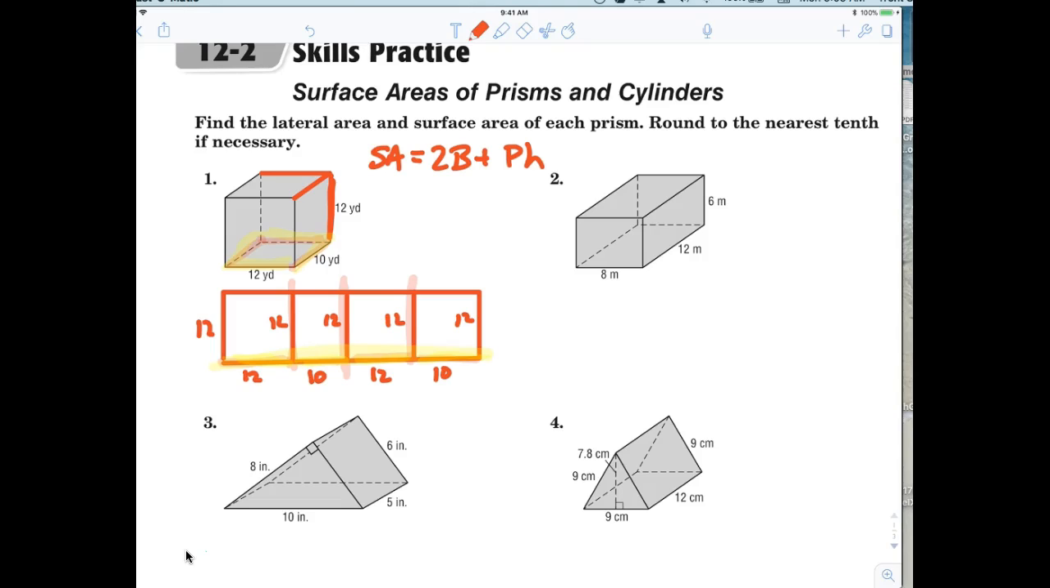That's what I teach my 6th graders, and that's what they do. But we're a little bit more advanced than that. I would like for you to see that as 2 times the area of the base plus the perimeter times the height. So now, you should be able to say that the surface area is just 2 times 120 plus the perimeter, which would be 44, times the height, which is what?